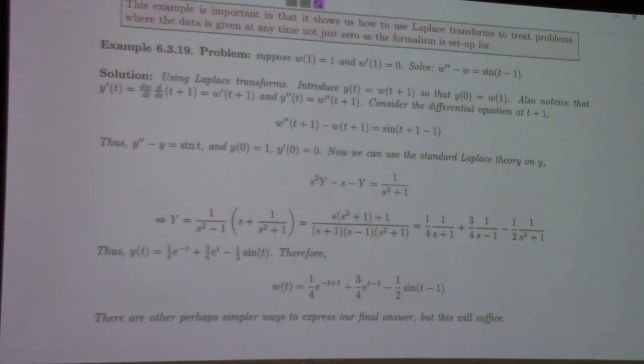Just like this. So like here, after you make the shift, the shifted differential equation is y prime prime minus y equals a sine t. Then you Laplace transform. You get this. I'm doing some sneaky algebra to do the partial fractioning. Inverse Laplace transform gives you this. And then at the end, my w of t is what? If y of t is w of t plus 1, what's w of t? Y of t minus 1, right? So I take y of t and I replace it with t minus 1, and that gives me the w of t. See? Just like that.